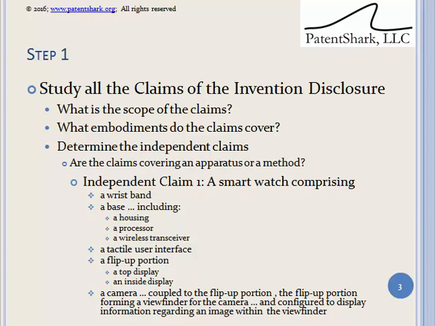As you may recall, Independent Claim 5 and Independent Claim 13 are of varying scope. For example, Claim 5 does not include an element found in Claim 1. This element is a camera. And for example, Claim 13 does not include elements found in Claim 1. These elements are the top display, the inside display, as well as the tactile user interface. Also, Claims 1, 5, and 13 are referred to as apparatus claims, as opposed to, say, method claims.